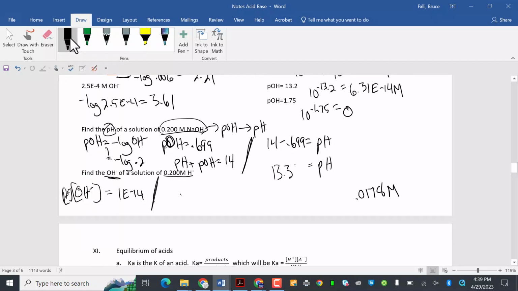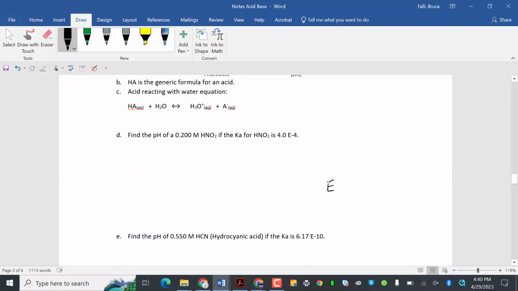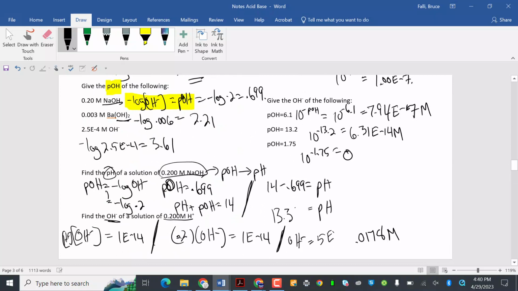So I'm going to do 0.2 times OH negative equals 1E negative 14. So OH negative equals 1E negative 14 divided by 0.2. That's going to be 5E negative 14. What is it, 5? I got 4.5.